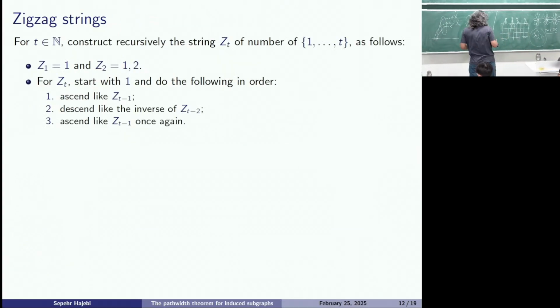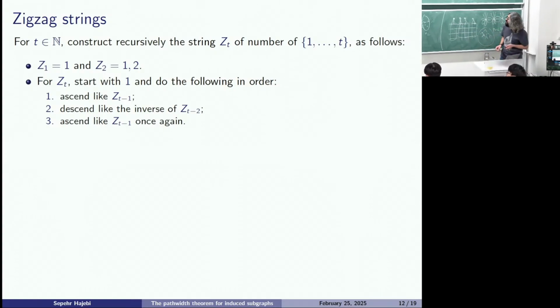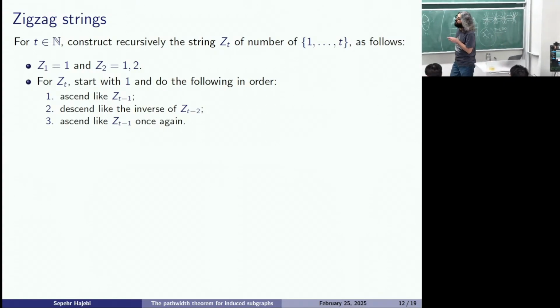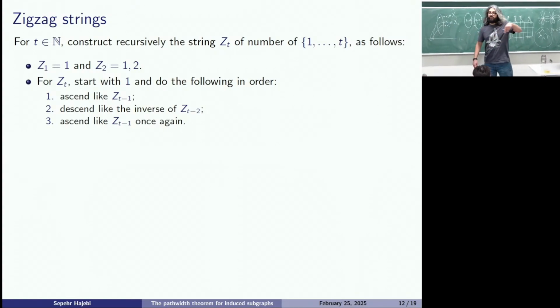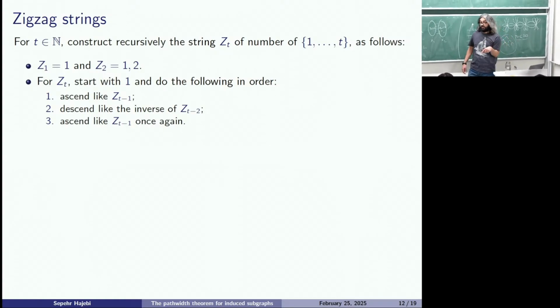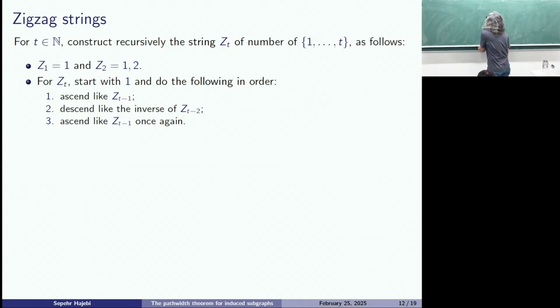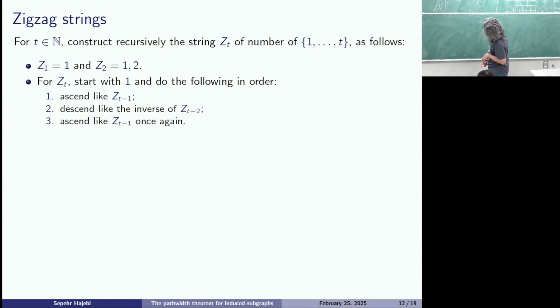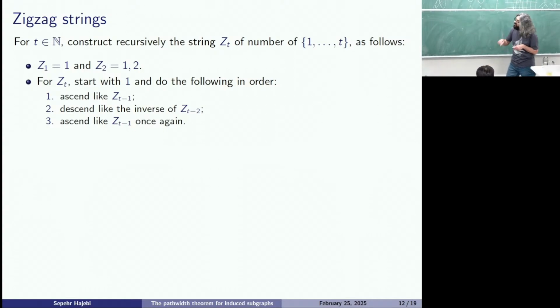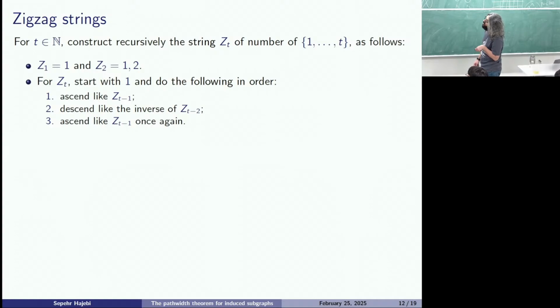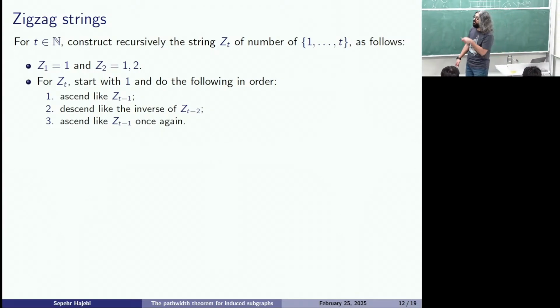So there is this construction of graphs I'm going to tell you the definition of, and in order to do that I need to tell you about strings of numbers. So I'm going to define this sequence of strings of numbers, which I'm going to call the zigzag strings. You have this sequence of strings of numbers. zt for every positive integer t is a string of numbers from 1 up to t. And the definition is recursive. So z1 is just 1, z2 is 1 and 2.